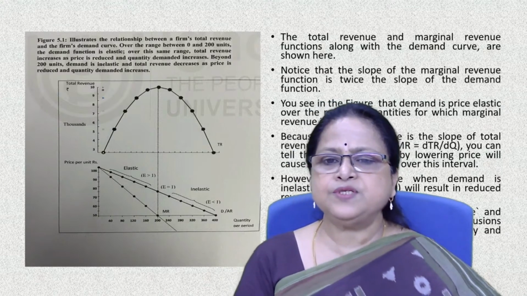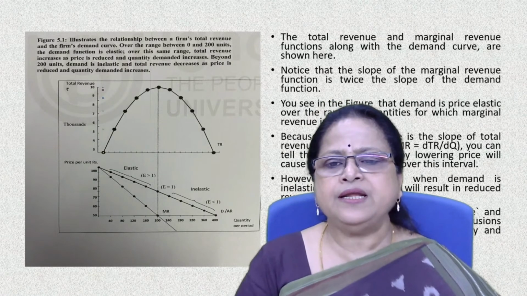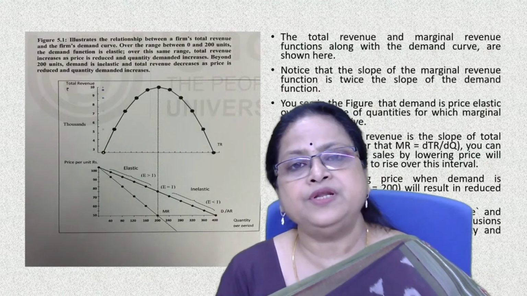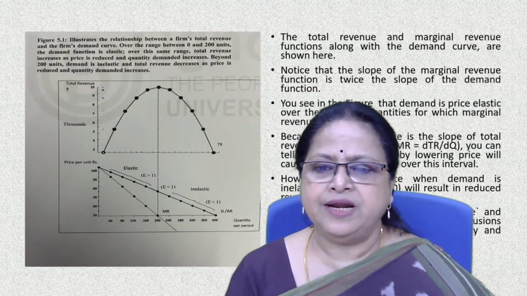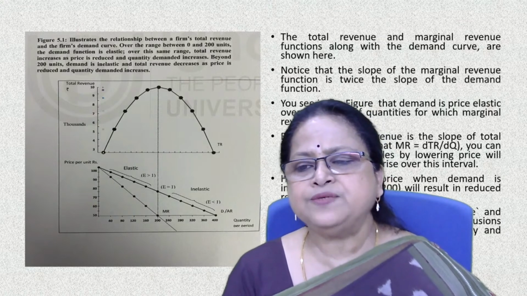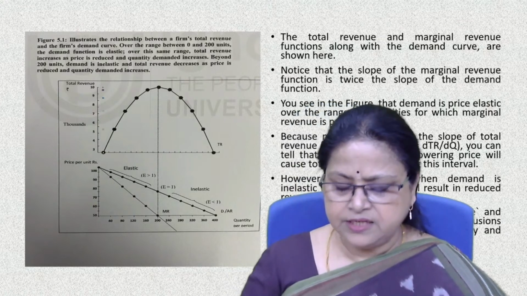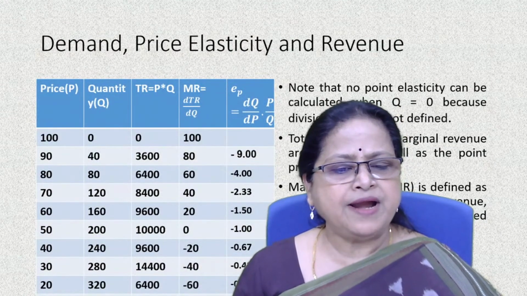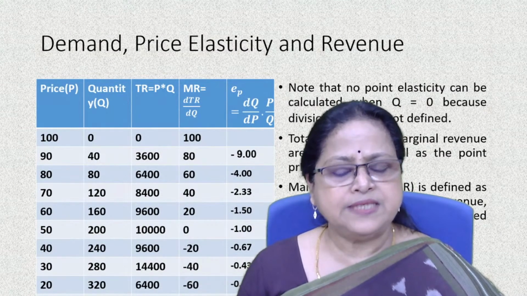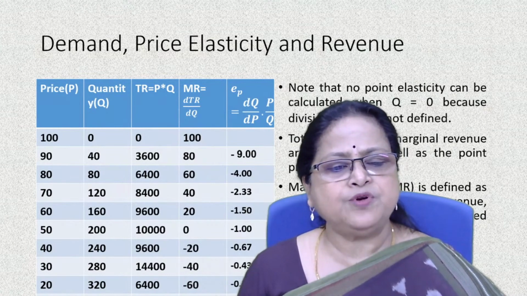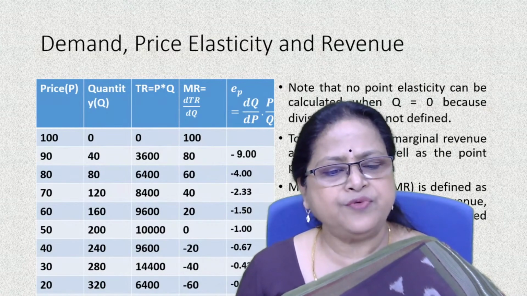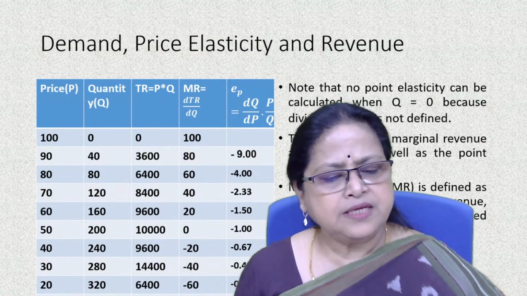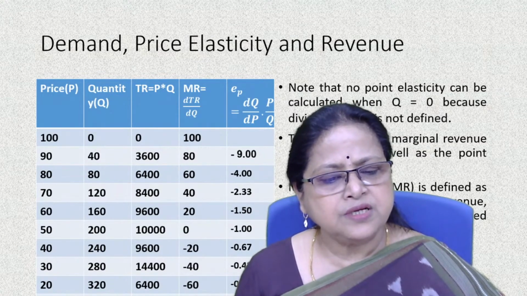Because marginal revenue is the slope of total revenue, you can tell that increasing sales by lowering price will cause total revenue to rise over this interval. However, when lowering the price where demand is inelastic, that is after 200, what you find is that total revenue is actually falling. It was 10,000, then after that it is falling.